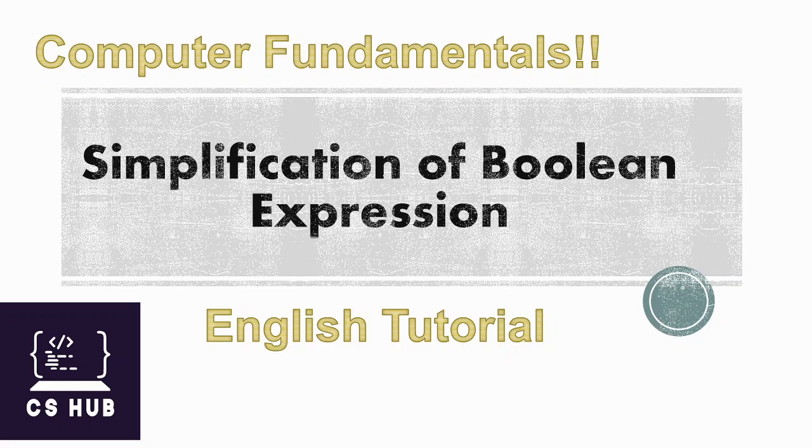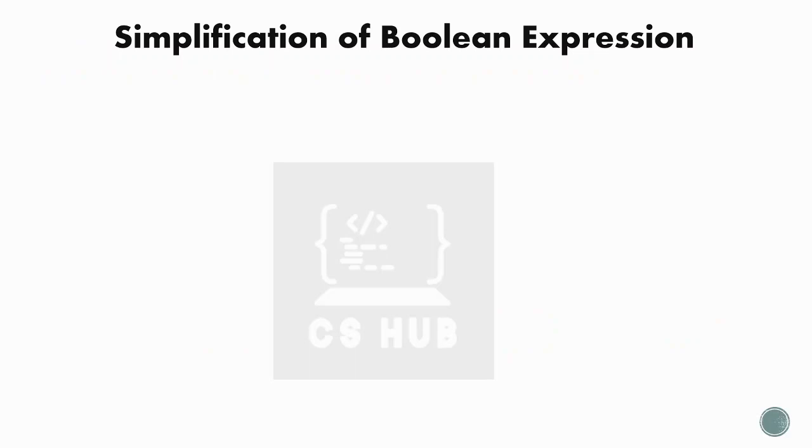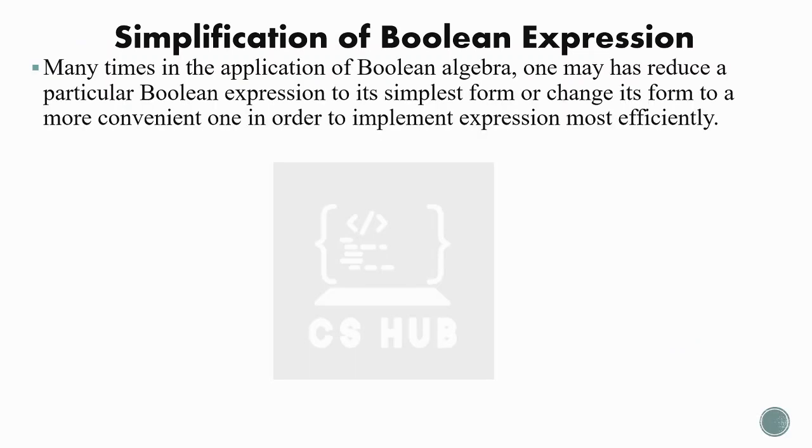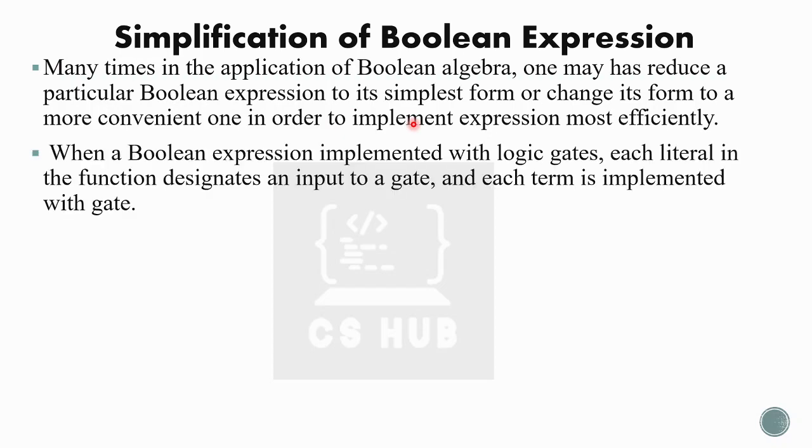Actually, there are several methods for simplifying a Boolean expression. In this video, we are discussing simplification of a Boolean expression using the algebraic method. Okay, let's start. Before that, what is the need for simplification of a Boolean expression? We know many times in the application of Boolean algebra, one has to reduce a particular Boolean expression to its simplest form, or change it to another, more convenient, more efficient form.